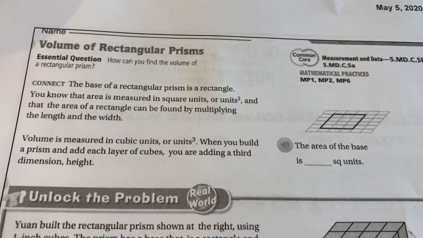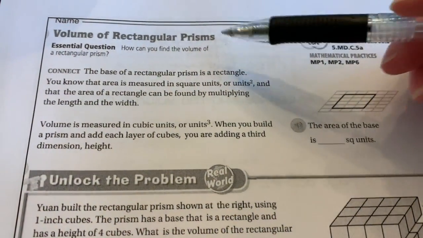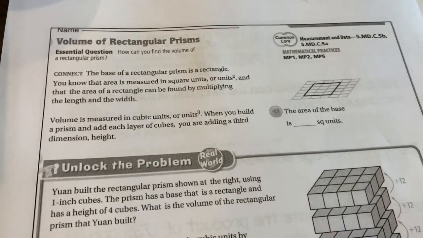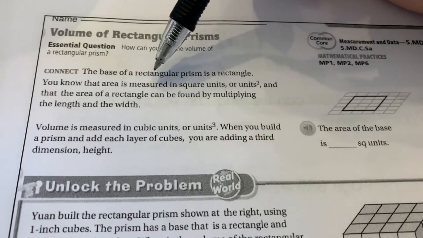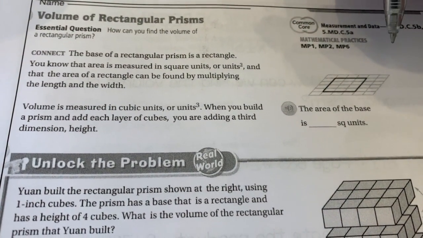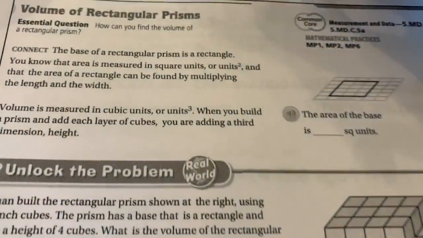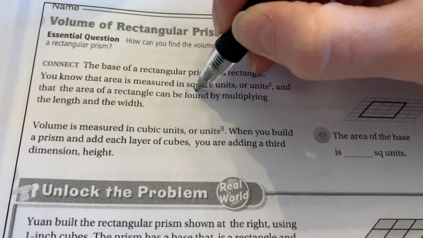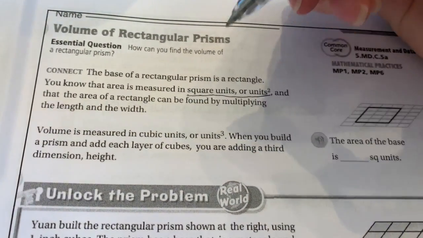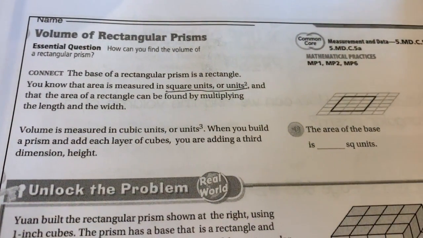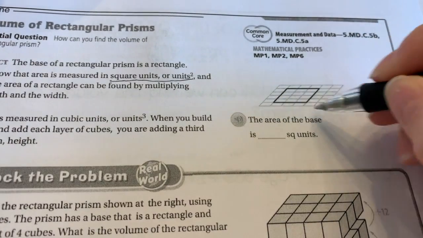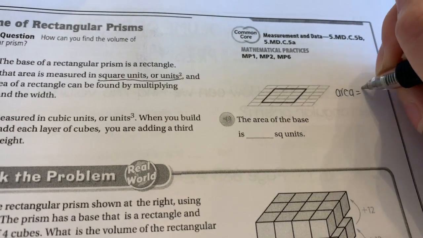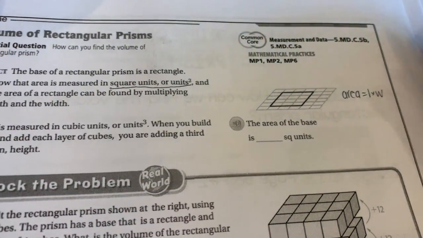So before we start our Unlock the Problem, we're going to read this together. This is extremely helpful. We're going to try to connect what we know about area to help us understand how to find the volume. So the base of a rectangular prism is a rectangle, right? So the bottom of it, it's a rectangle. And we know that the area is measured in square units, or units squared, which I actually reminded you of the other day. And to find the area of a rectangle, we do length times width, right? So if this is just a rectangle, the area I would find by doing length times width, right?